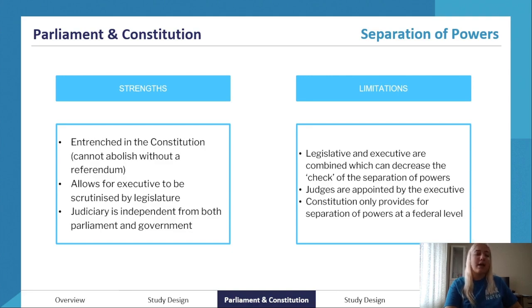This means that a state level parliament could fail to abide by the separation of powers and do whatever they wanted. For instance, have members of parliament become judges. They could technically do that, but they don't. There's just a risk that they could do so because they're not restrained by the Constitution.